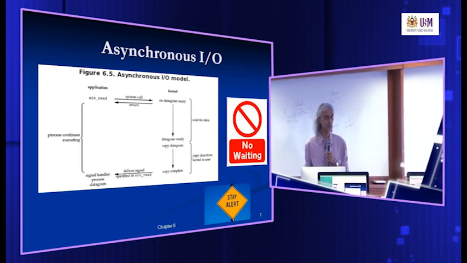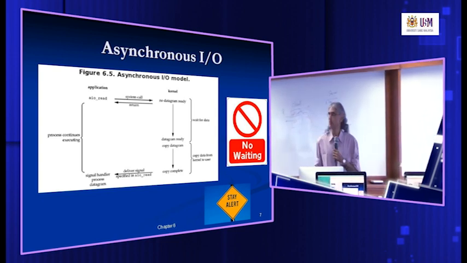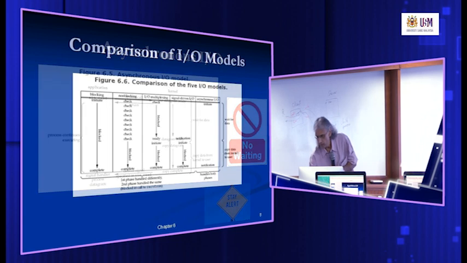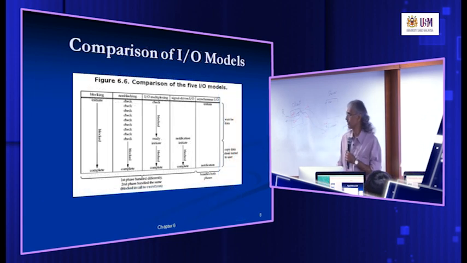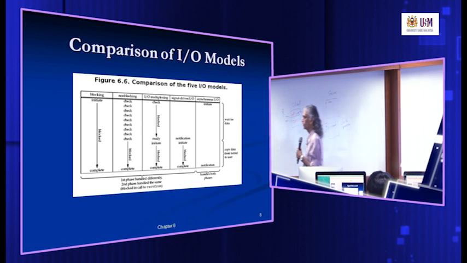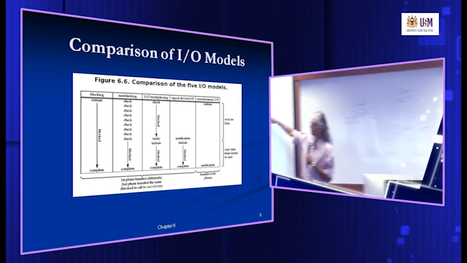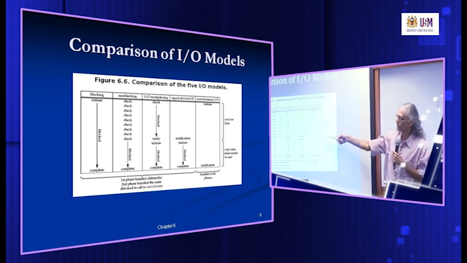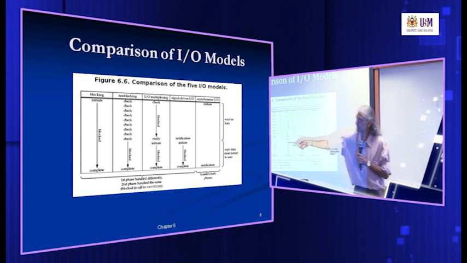So these are different models we can use. Meaning that these are different ways we can read the data or wait for the data to arrive on the socket itself. These are basically the comparisons. Again, as mentioned earlier, there are two stages. One is waiting for data to arrive on the socket. Second is copying the data from the socket into your buffer. So you compare the differences.